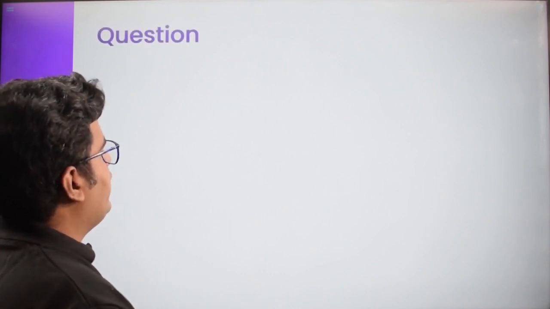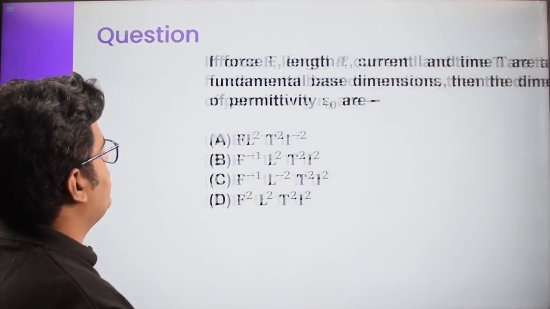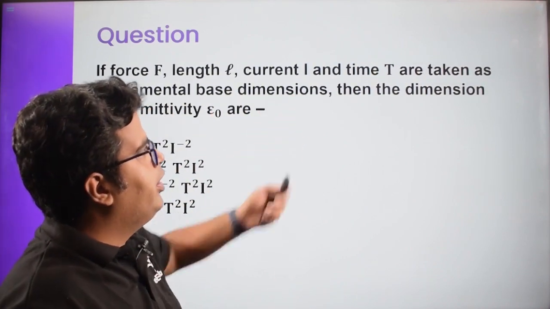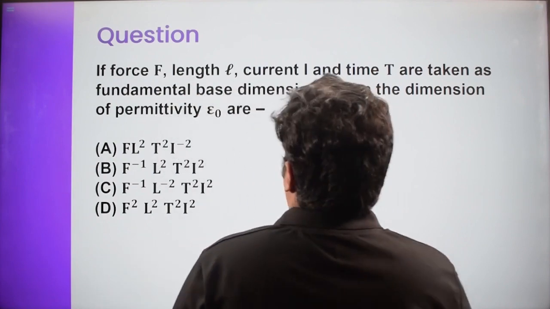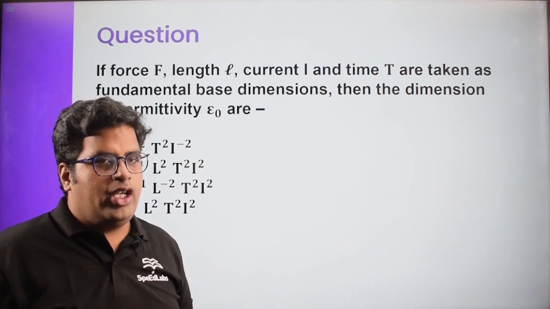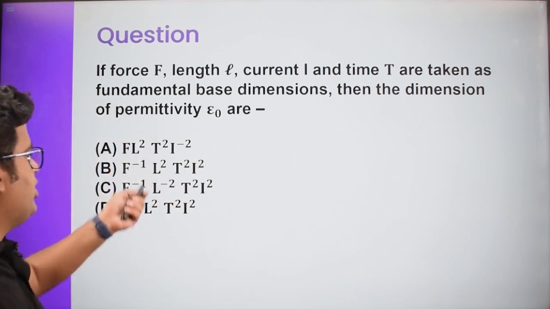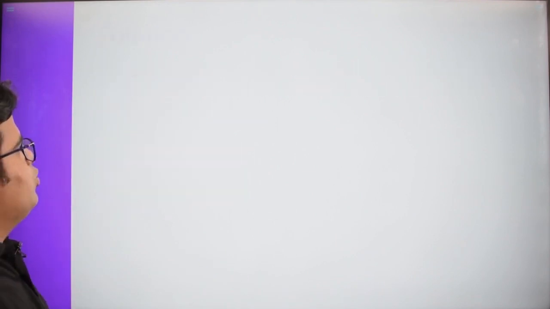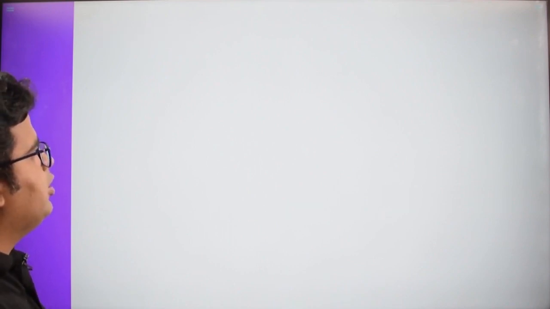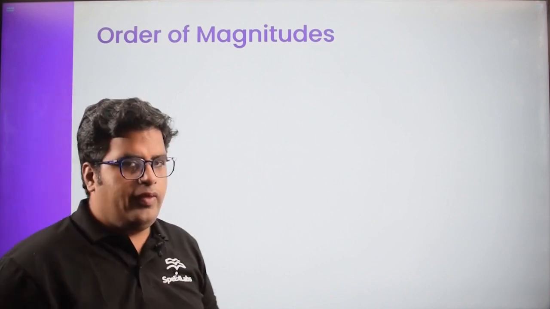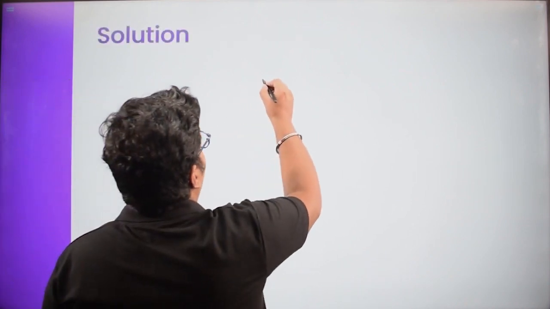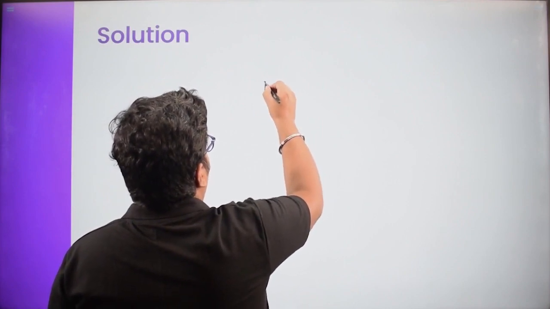Now let's quickly move to a question. What does the question say? If force F, length L, current I and time T are taken as fundamental dimensions, then the dimension of permittivity epsilon naught is going to be what? These are the 4 options. Now, what is the basic concept based on permittivity? When we talk about permittivity, that means what? Basically we know that force is equal to what?